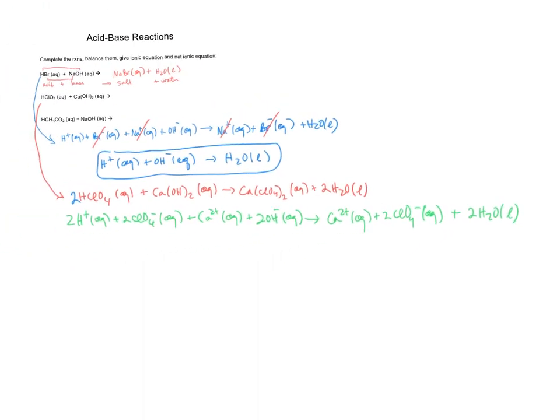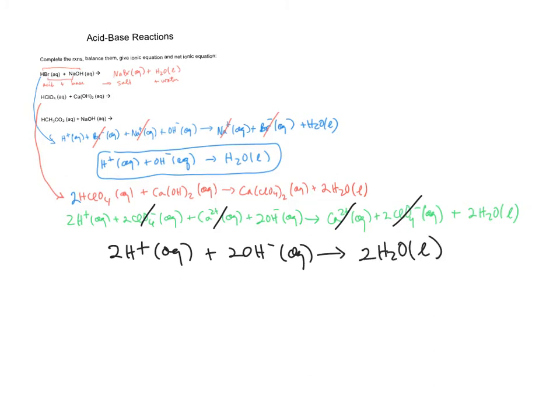Okay, so now we're going to block out the spectator ions. Perchlorate has to be exactly the same on both sides. And then the net ionic equation, we got 2H+ aqueous plus 2 hydroxide aqueous forms 2 waters. Cancel out the 2's. H+ plus hydroxide forms H2O.